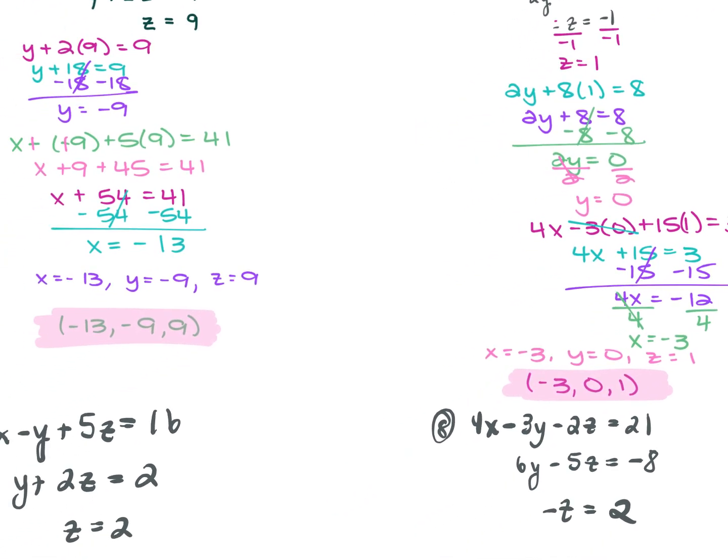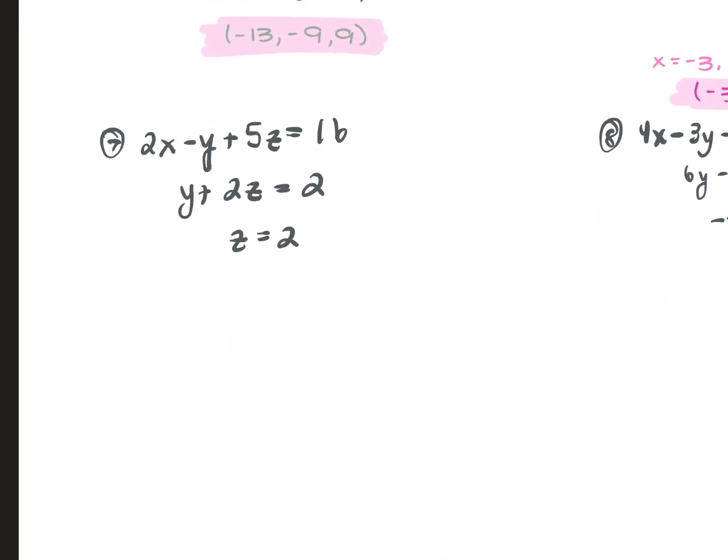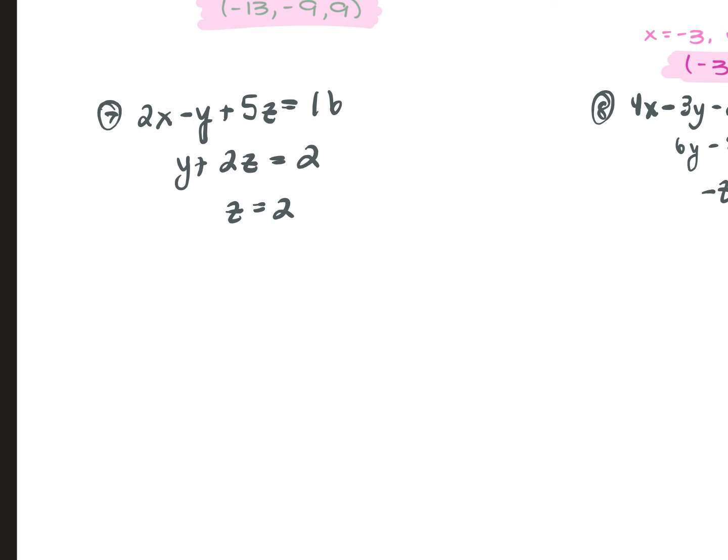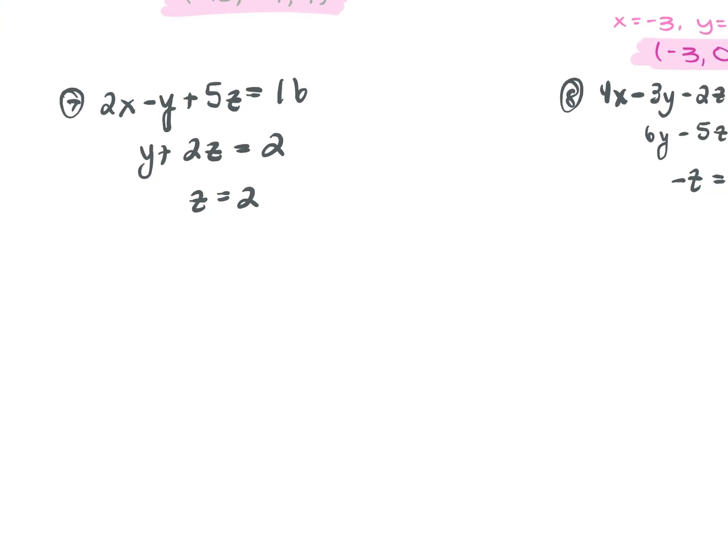For number 7, you're given 2x minus y plus 5z is equal to 16, y plus 2z is equal to 2, and z is equal to 2. So because you already have what z is equal to, plug that into the middle equation. So it's going to give you y plus 2 times 2 is equal to 2. Your 2 times 2 is 4, so that's y plus 4 is equal to 2. We move the 4 over by subtracting it. We get that y is equal to negative 2.